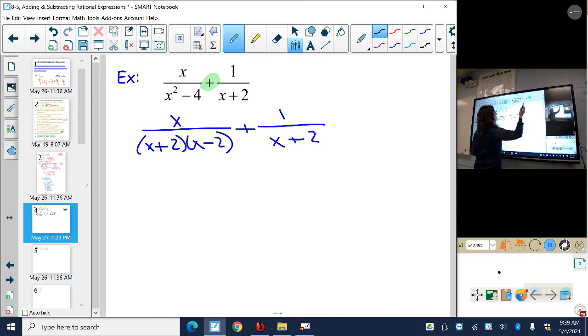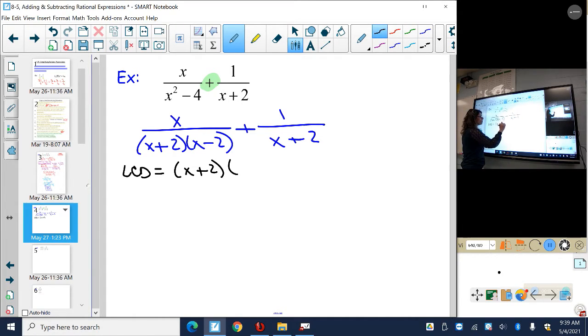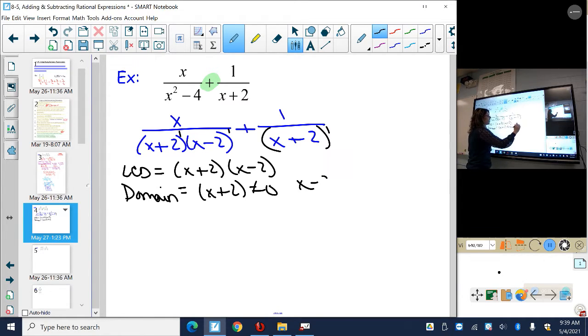So I know immediately what that is going to factor into because we've done that a ton of times. The next thing we're going to do is we're going to find the LCD. The LCD is going to be the x plus 2 times the x minus 2. I only need 1 because they both have an exponent of 1. Each of those have an exponent of 1. So my domain restrictions is going to be x plus 2 cannot be 0 and x minus 2 cannot be 0. So x cannot be negative 2 and x cannot be positive 2.